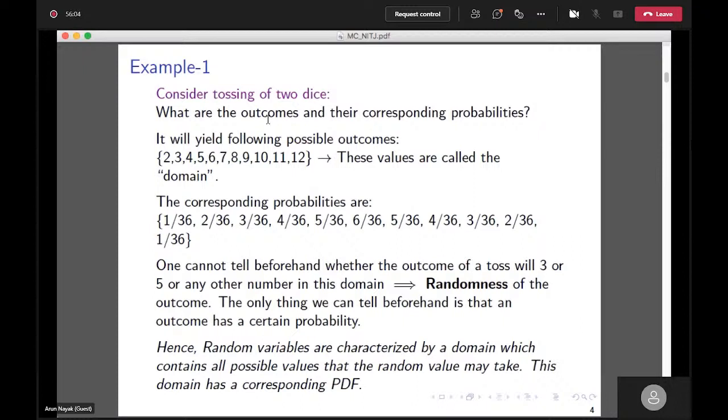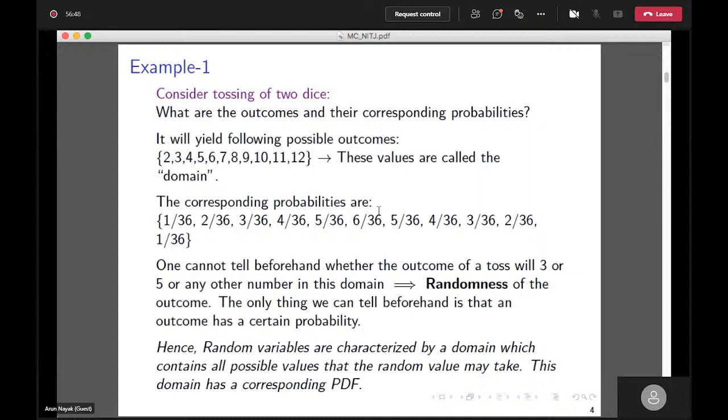When you toss these dice, you will get the following possible outcomes from 2 to 12, right? If you add the two, these values are called the domain, the numbers that you are expecting from these experiments, and the corresponding probabilities to get each of these numbers are given here. So 2 you can get only once, because both have to be 1 and 1, so the probability to get 2 is 1 over 36. But 3 you can get in 2 possible ways, 2 1 or 1 2, so you have 2 over 36, and so on.